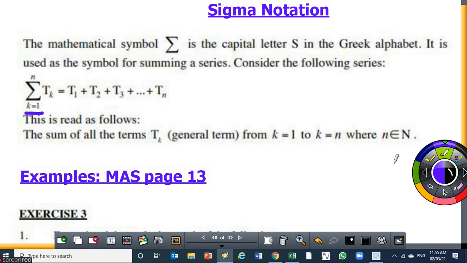Okay, and here where I wrote MAS, that's Mind Action Series. Remember, we have got two ebooks, the Mind Action Series and the Platinum Math. So I took these examples that I'm going to do from exercise 3 on page 3 of the Mind Action Series textbook.